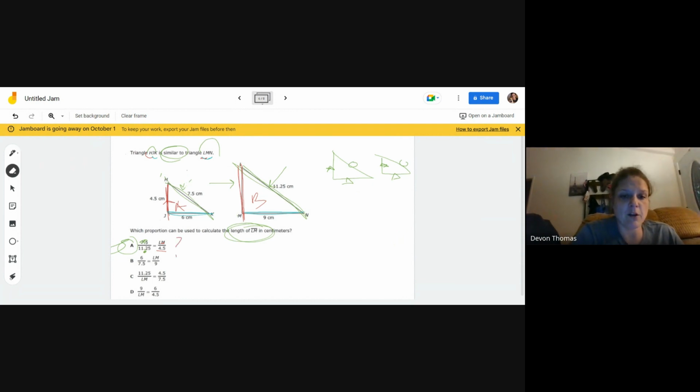I'm going to erase a couple of my little arrows here. There's too much going on. It hurts my brain at this time of night. Okay, so let's look at the next one.